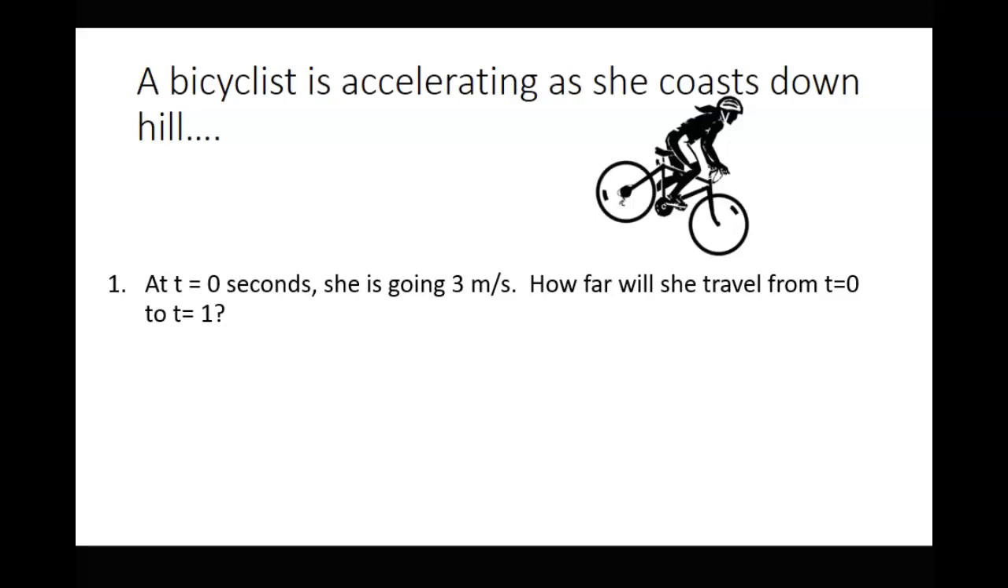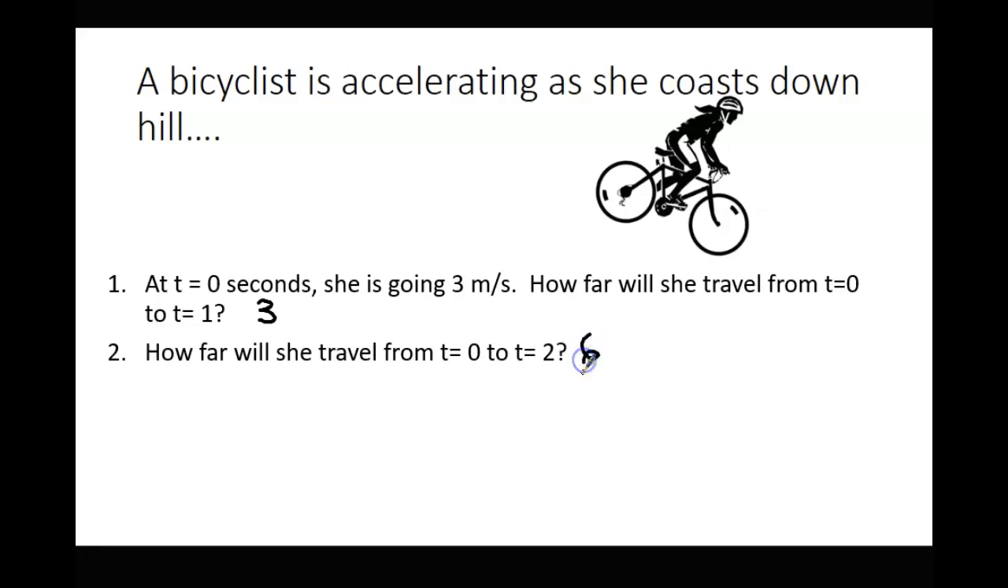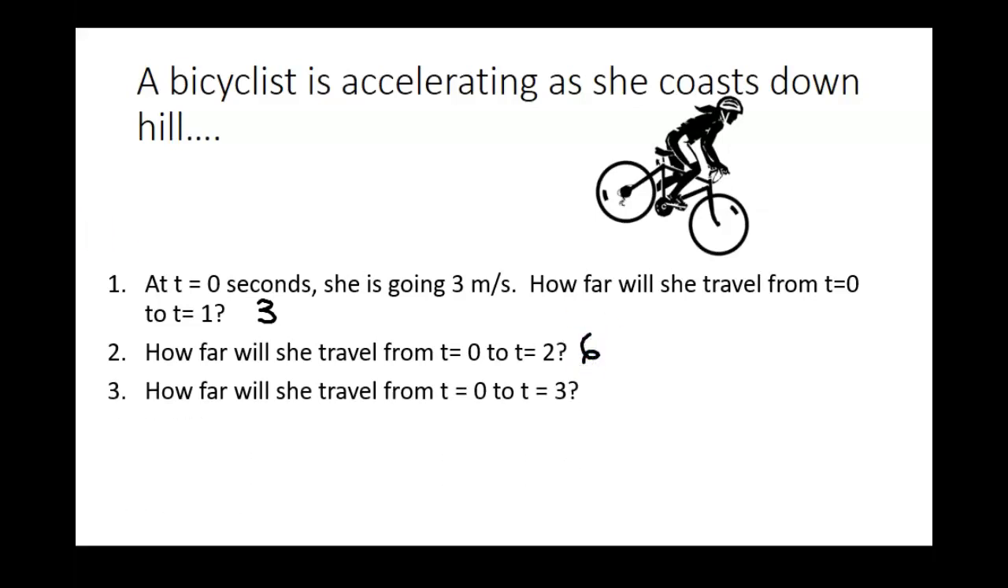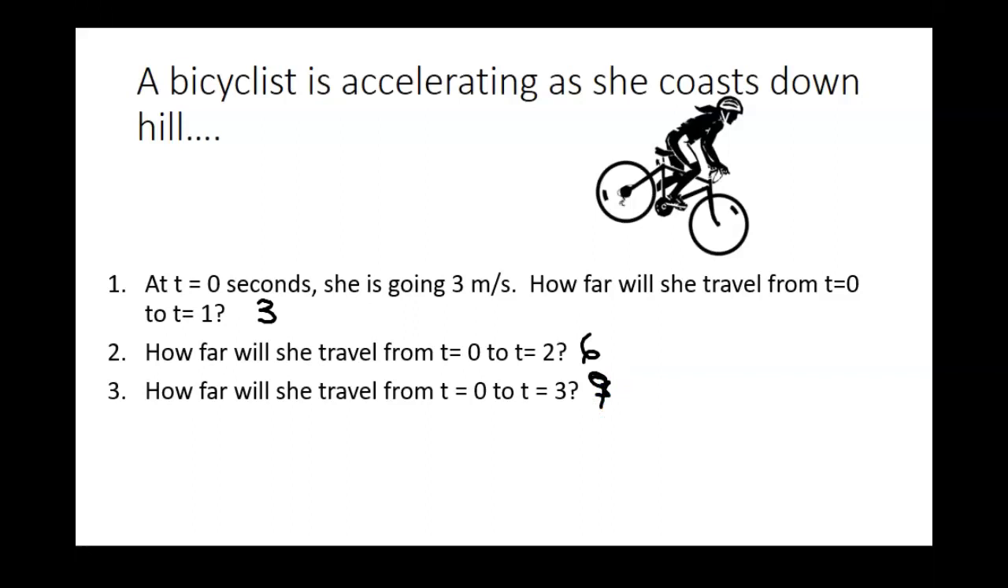3? Why do we say 3? Good. So 3 meters per second, and 1 second has gone by, right? Yes. Do another one. How far from 0 to 2? 6. 0 to 3? Oh, 9. There we go.